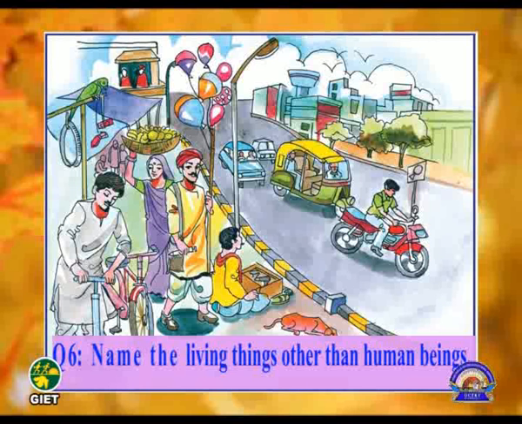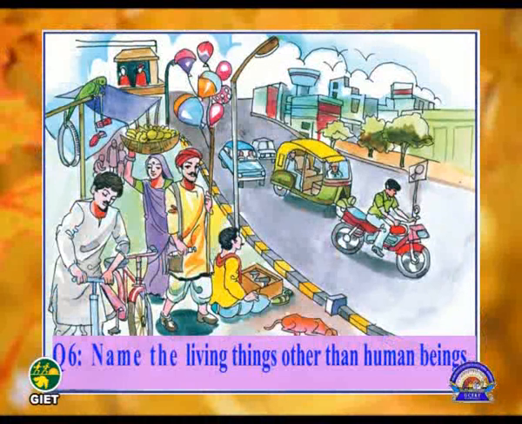Human beings, you and me, our parents, our friends, our teachers, we all are human beings. But there are many living things on our earth. આ પિક્ચરમાં કયા કયા living things દેખાય છે? જોઈ લઈએ. Watch carefully. What can you see?